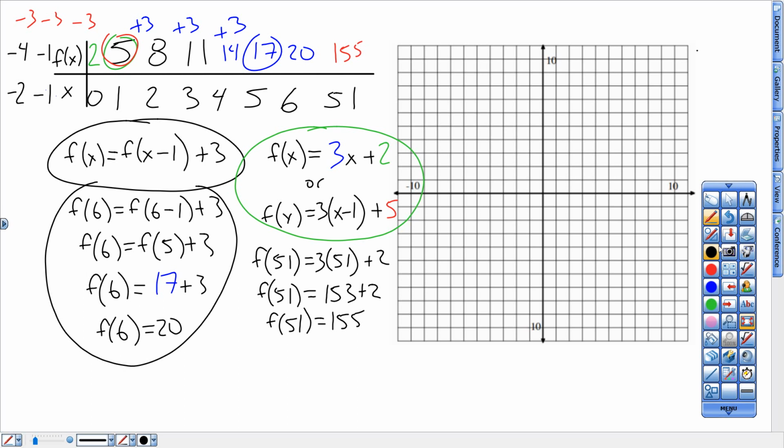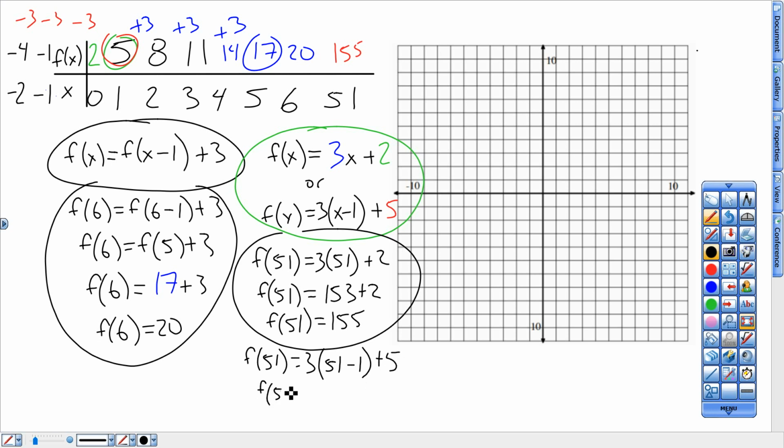If I plug in to the second one here, should give me the same answer. But for this one, remember you're plugging in 51 and having to subtract 1. And then after that, you're adding 5 to it, not adding 2. So this is 3 times 50. Gives me the function at the 51st term, 150 plus 5, or that same answer as the one above it.